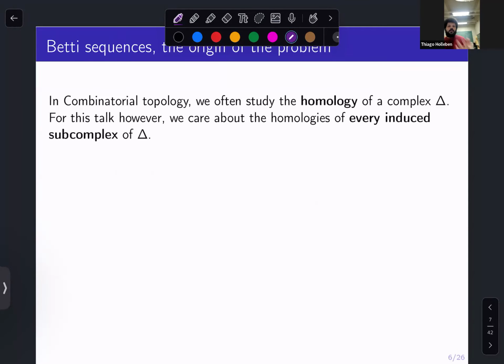Okay, so in combinatorial topology, one of the things that people do all the time is you have a simplicial complex and you want to study the homology of this complex. So you want to study, oh, does my simplicial complex have holes? Is it connected? How well connected is it? And that information is usually displayed, let's say, in the homology of the simplicial complex. But for this talk, what we care about is a finer thing, where instead of looking at the homology of the complex, we want to look at the homology of every induced subcomplex of the complex that we have. Okay?